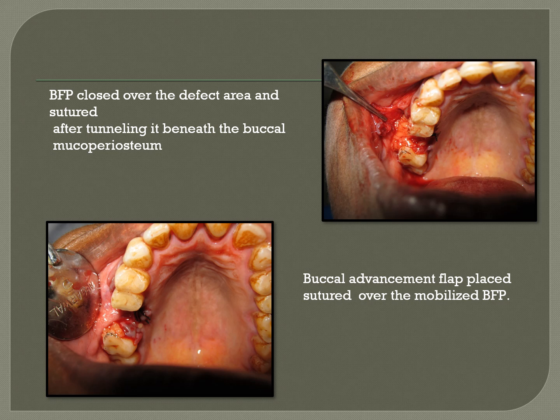So here you can see the initial advancement of the buccal pad of fat, which is tunneled beneath the buccal mucoperiosteum and then sutured to the palatal extent, and the buccal flap is taken as a flap entity and then closed over the buccal pad of fat.